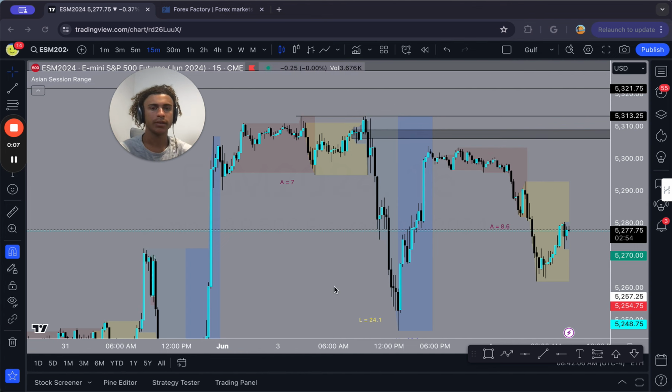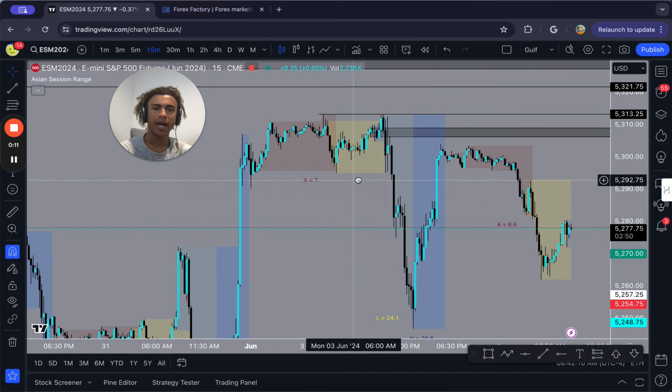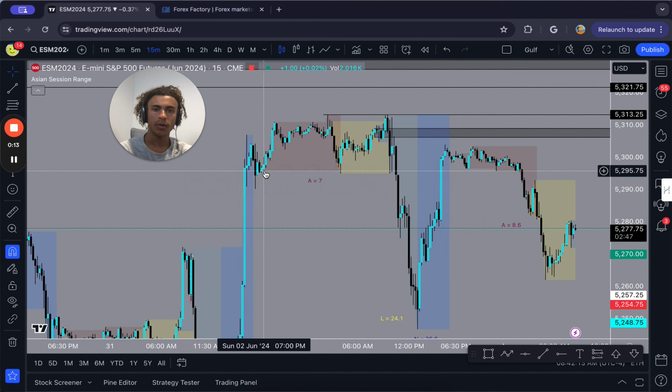So we're just gonna do the same thing today. We're gonna mark out our levels and determine what price is likely to do. A little recap of yesterday: I did have this low marked out, and I just took it out.